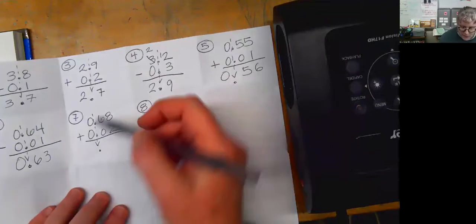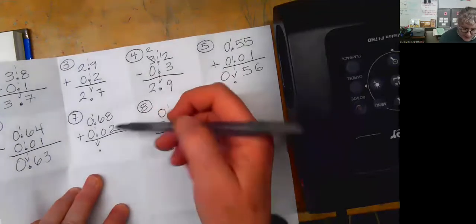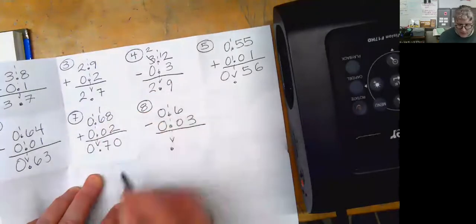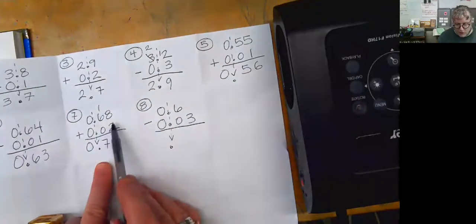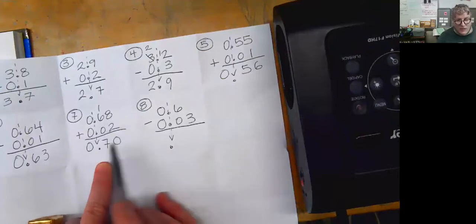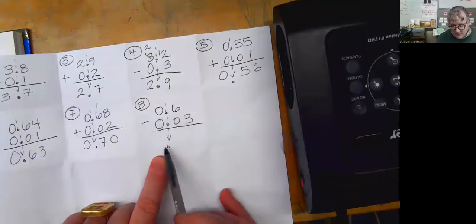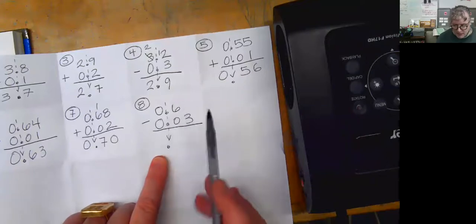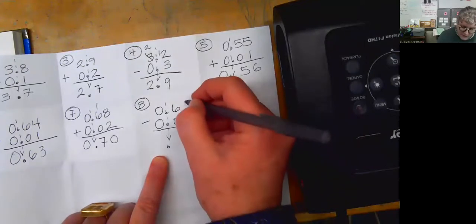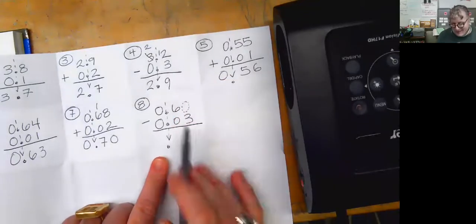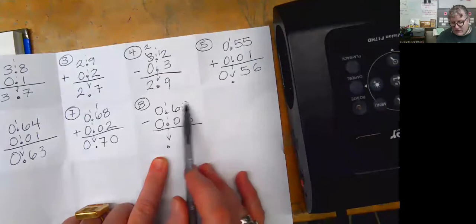Okay, so on this one I added 8 plus 2. I regrouped, and that made it into 200ths more, make 68 hundredths into 70 hundredths. Now, if ever this happens to you and you've got nothing over here, I like to put an invisible 0 in there because it looks weird to have nothing above there.